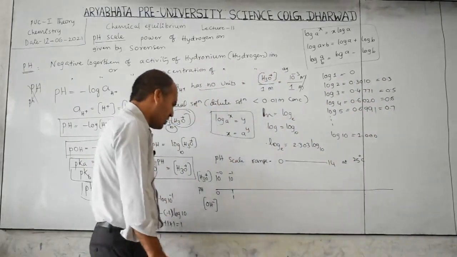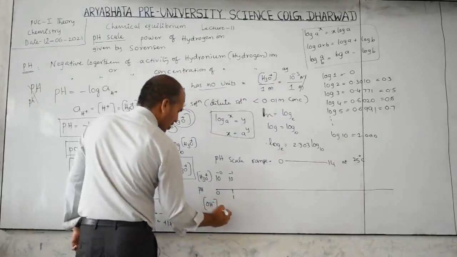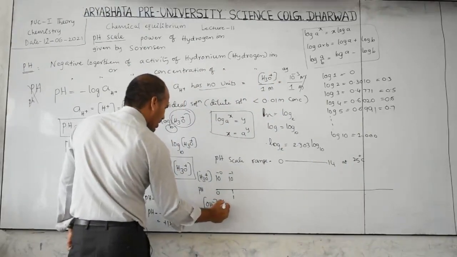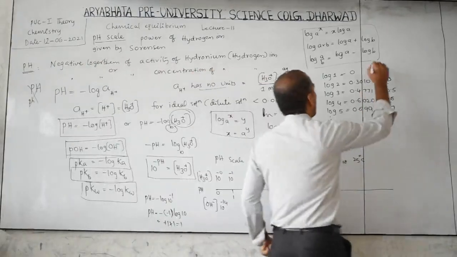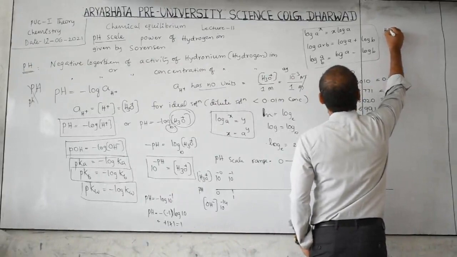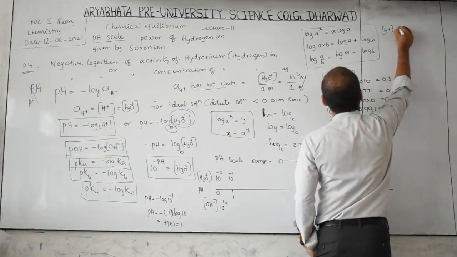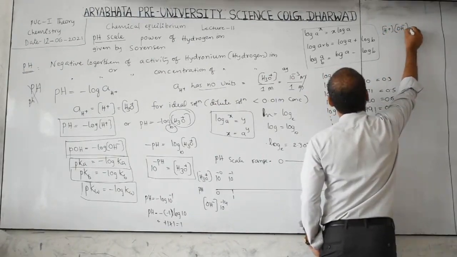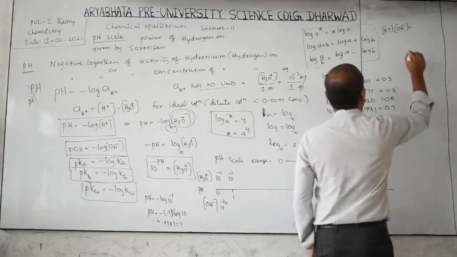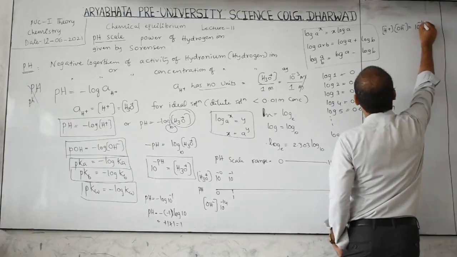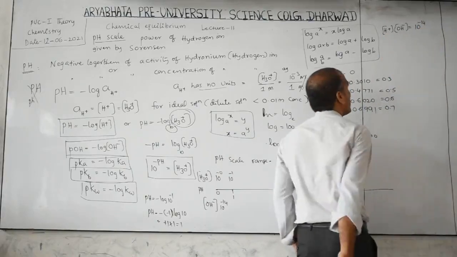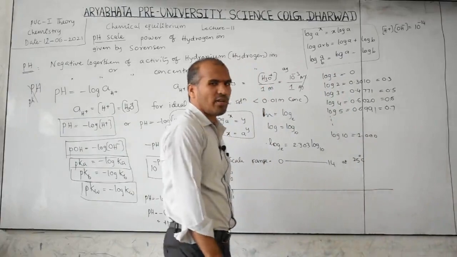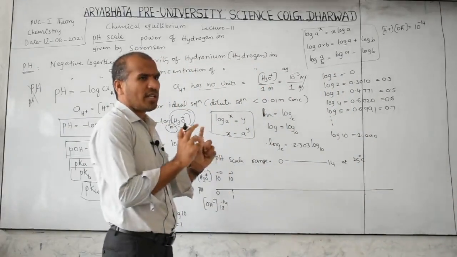Okay. Now here pH 1. Then here 10 power minus 14, because you already know very well that the H plus ion concentration into the OH minus ion concentration is equal to Kw. The Kw value is 10 power minus 14. If the H plus concentration is 10 power minus 0, then the OH minus ion concentration is 10 power minus 14. Then only these are equal.